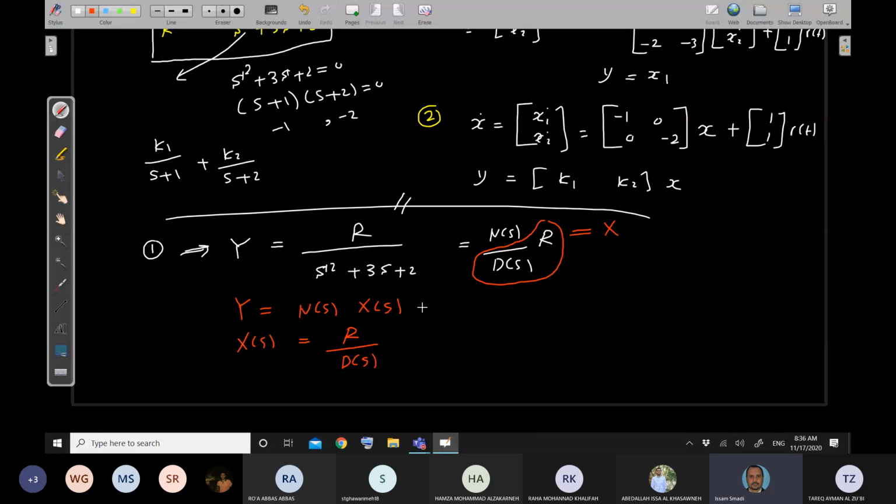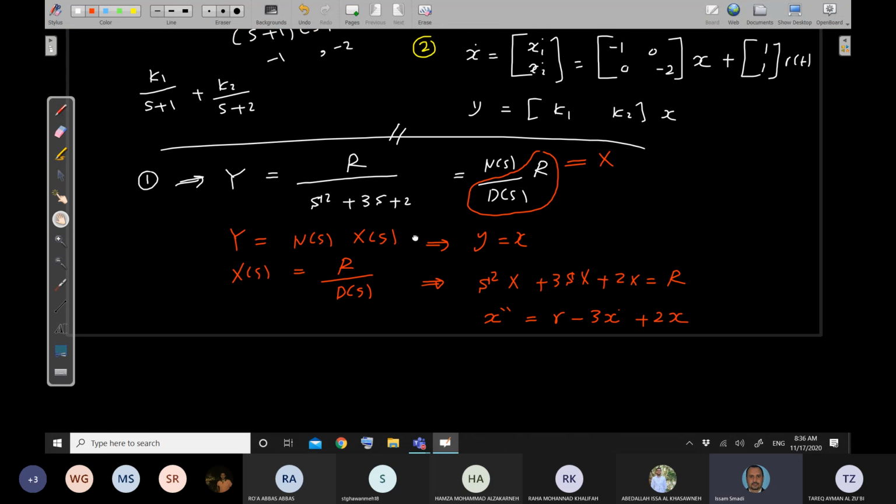So for this example, I get y equal to x. And for the other one, I get s squared X plus 3sX plus 2X equal to R, which in the time domain states that x double dot will equal r minus 3x dot minus 2x. Yes?